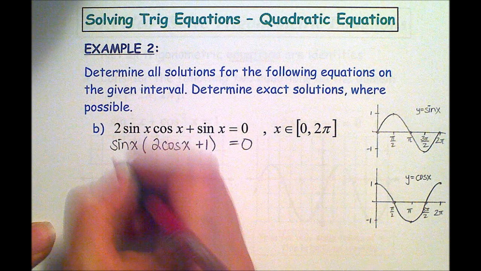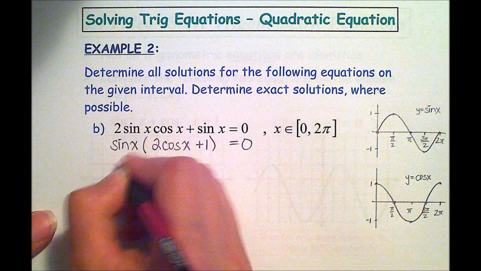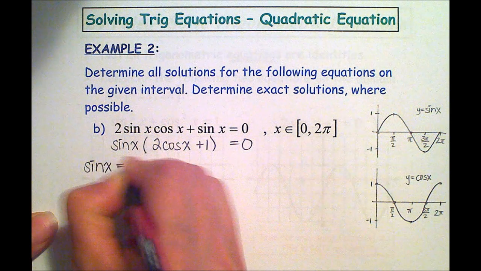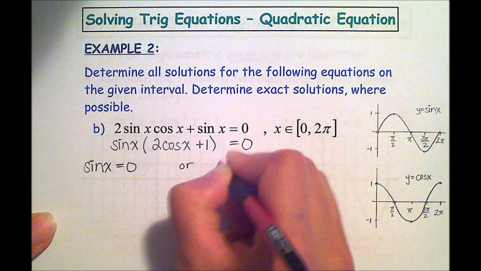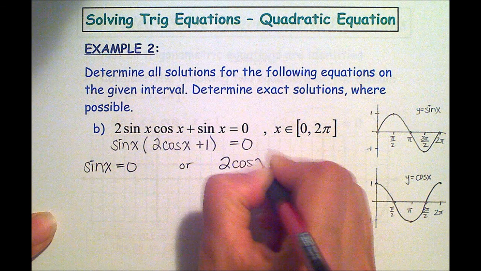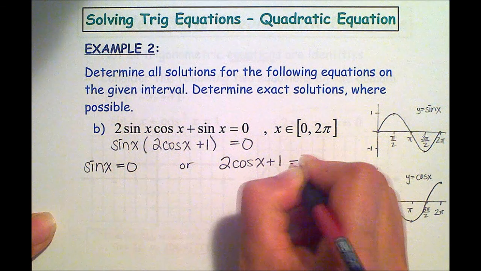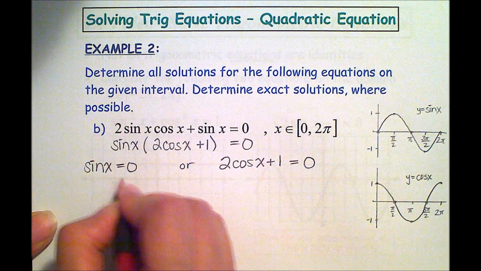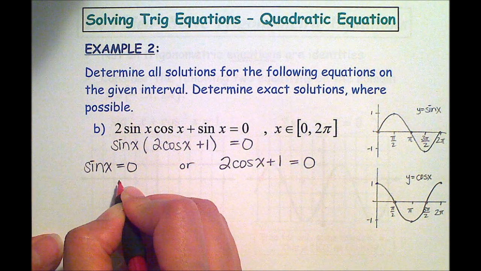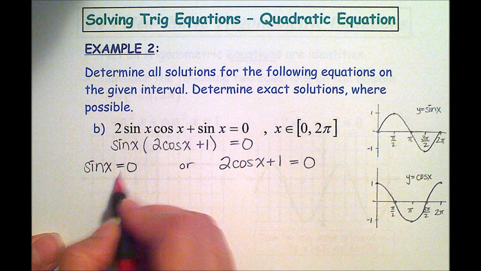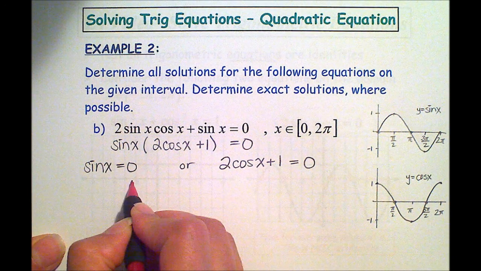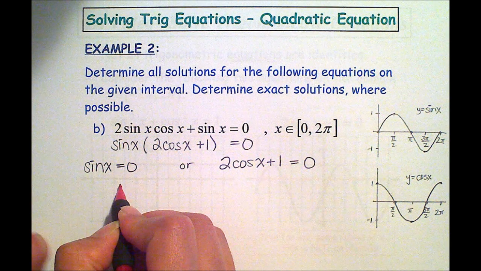Okay? So our first function is sine x equals 0, or our second function is 2 cos x plus 1 is equal to 0. So there's the 2 parts that we're going to try to solve. And so this one I can't simplify any further. I just have sine x is equal to 0. So what that means is I need to find values of the angle x such that the equation would be equal to 0. And we'll look at that in a second.